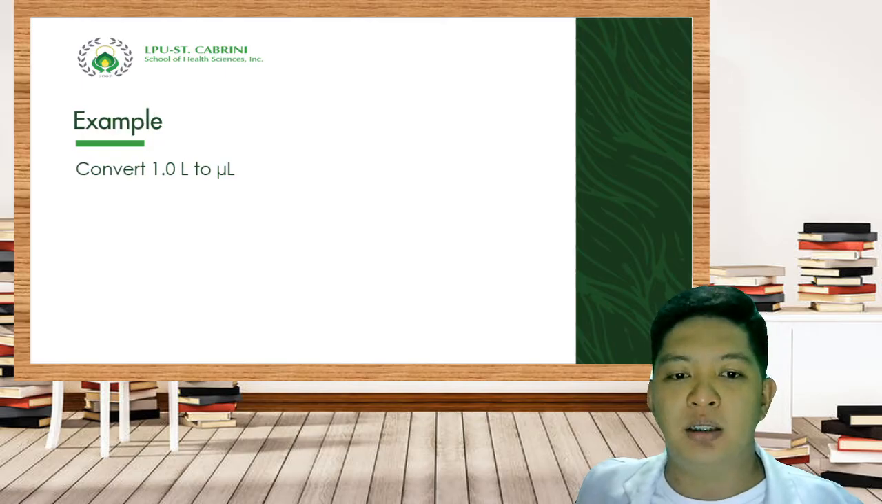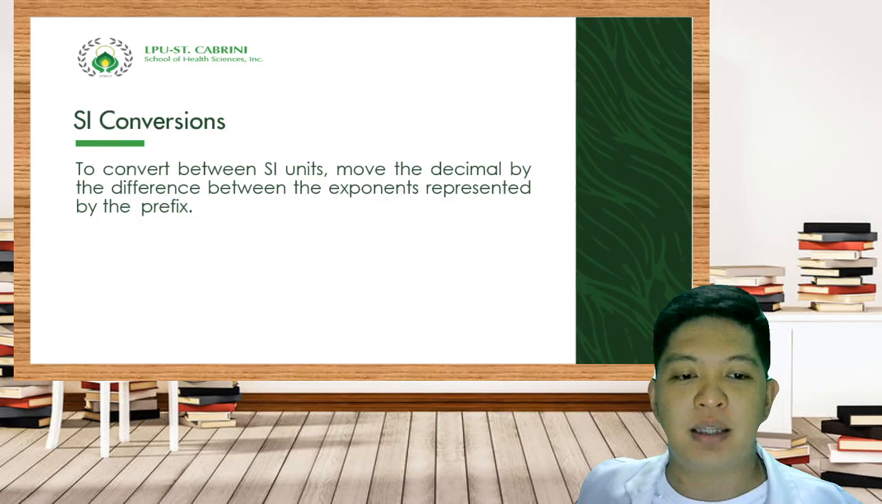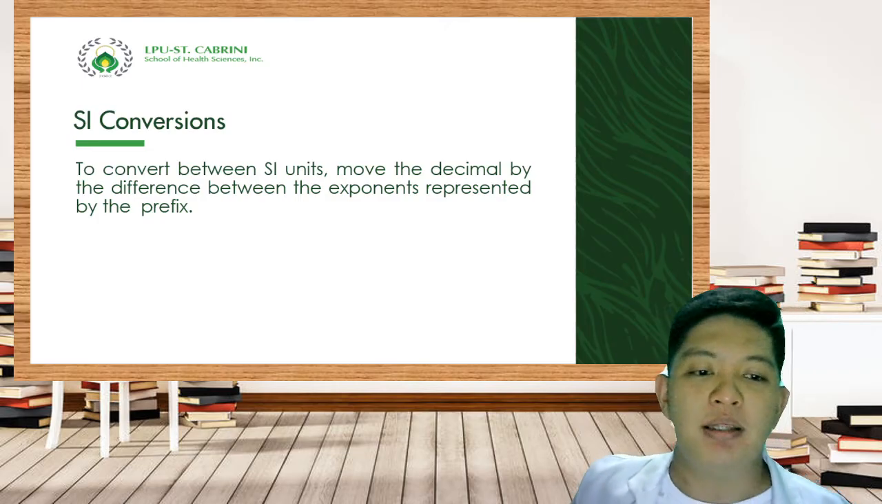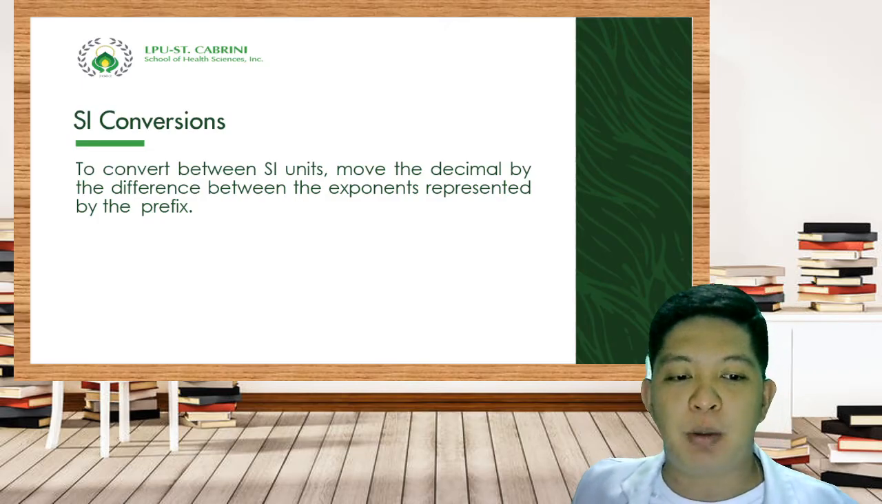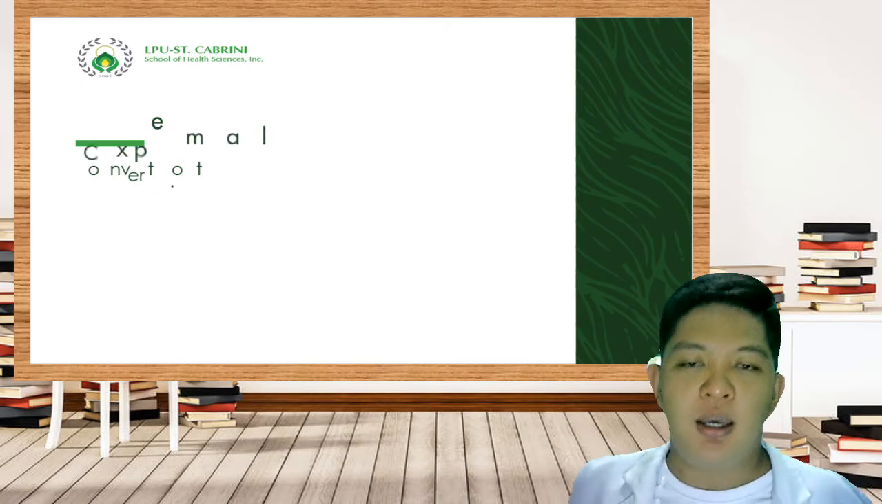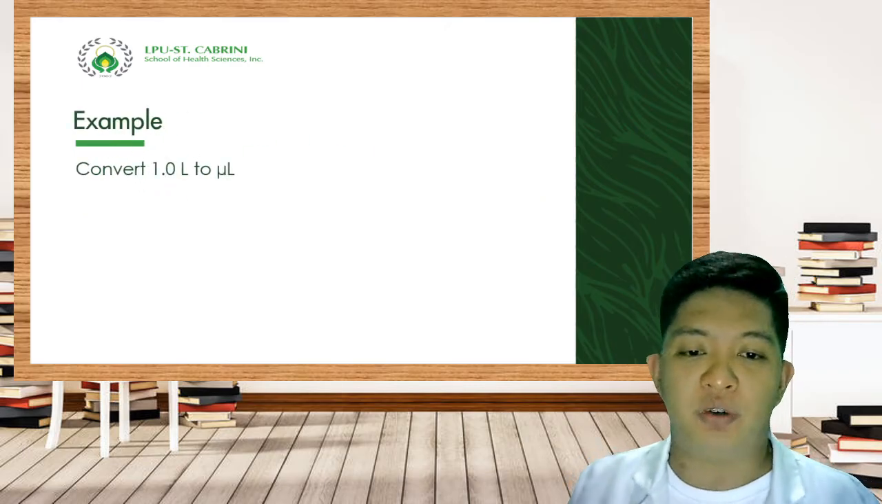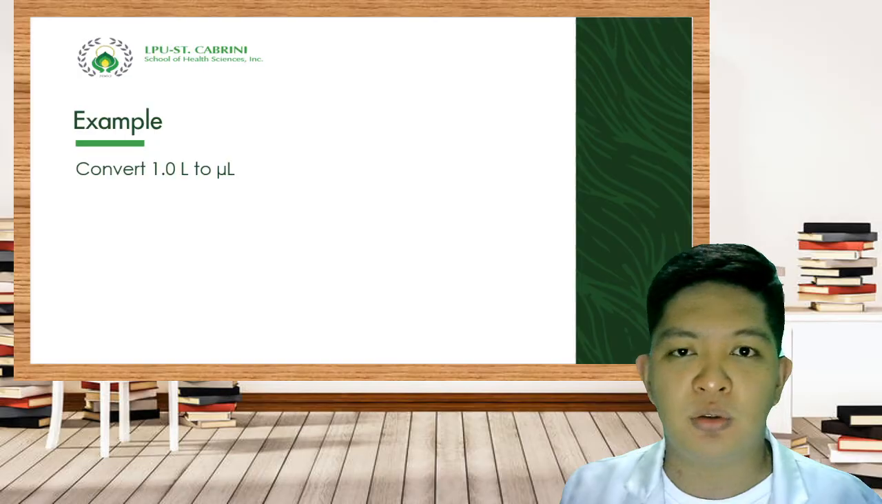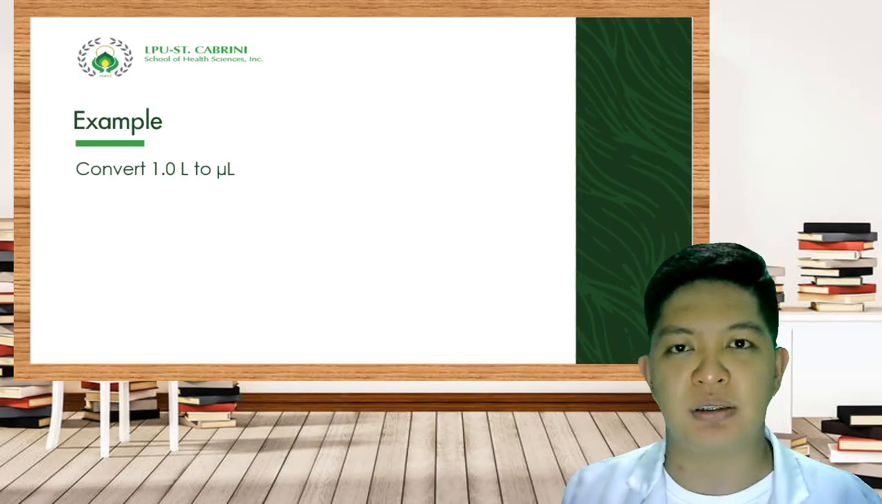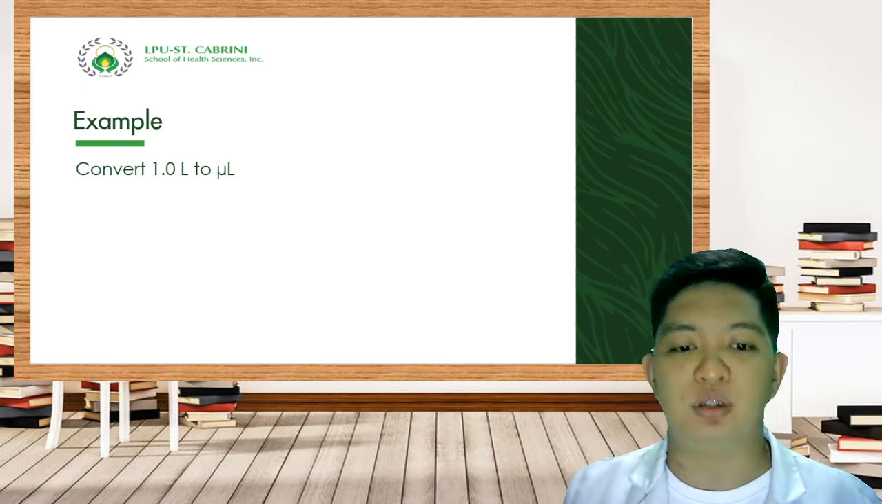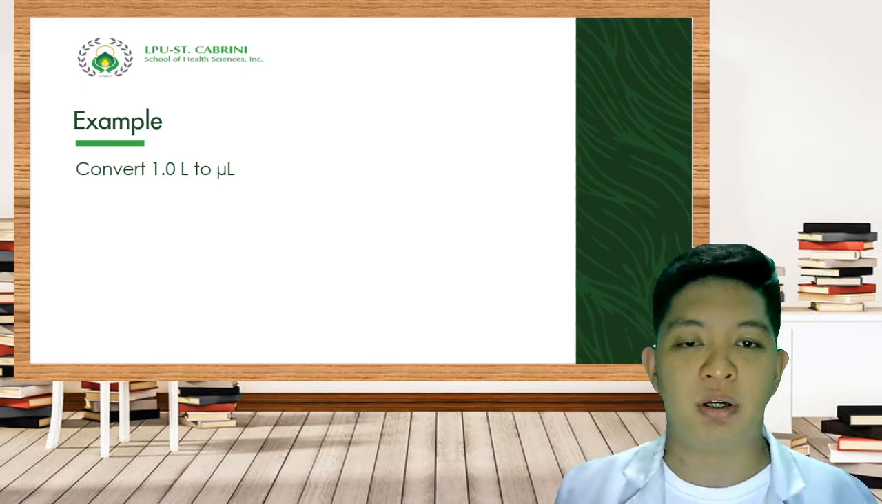For example, convert 1 liter to microliters. Based on the definition, we move the decimal place by the difference between the exponents represented by the prefixes. And then you were asked to convert 1 liter to microliters. Now, I want you to take note of this. I want you to remember this.